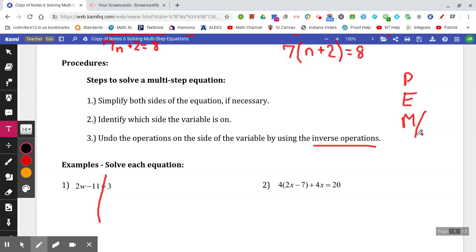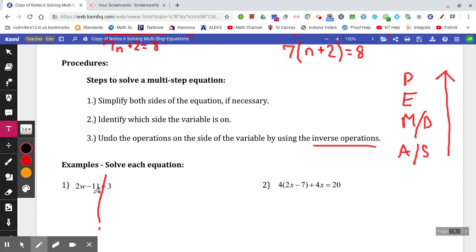So our order of operations, our PEMDAS: our parentheses, our exponents, our multiplication and division, and then our addition and subtraction. We're going to be working backwards. All right, so we have 2w minus 11 equals 3. So I went ahead and drew the line that splits the left-hand side from the right-hand side. I look to see on the left-hand side, is there anything I need to simplify?